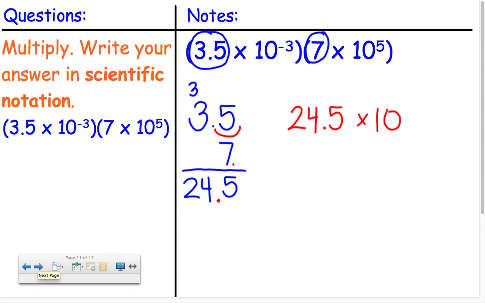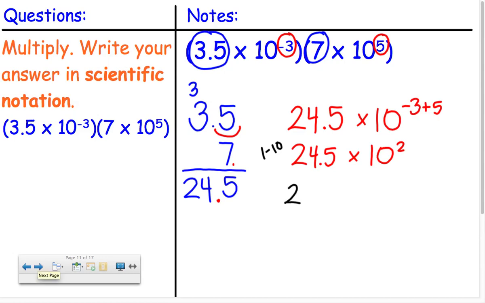times 10, and then again I add my exponents. Negative 3 plus 5 gives me 24.5 times 10 to the second. Now on this one, you'll notice that 24.5 is not between 1 and 10. So here's what I'm going to do.